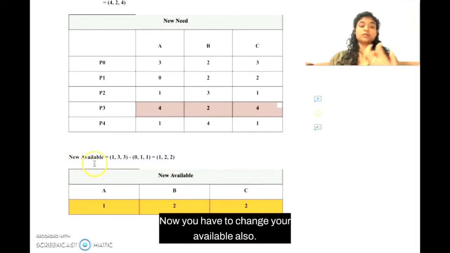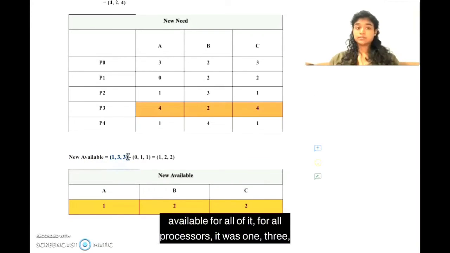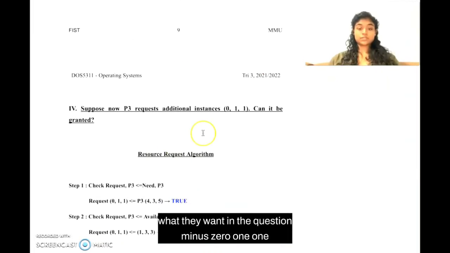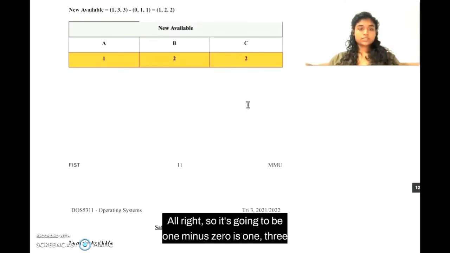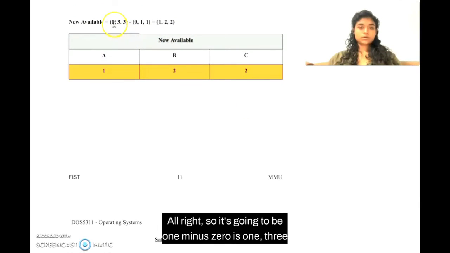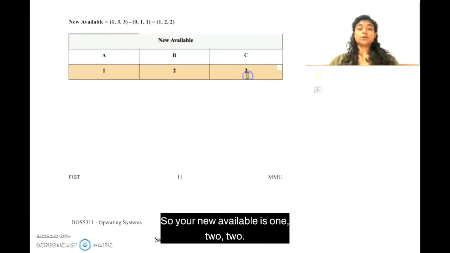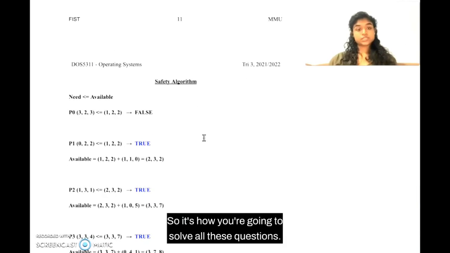Now, you have to change your available also. Your available originally was 1, 3, 3, which is available for all processes. To find your new available, you subtract what they request in the question, 0, 1, 1. So it's 1 minus 0 is 1, 3 minus 1 is 2, and 3 minus 1 again is 2. Your new available is 1, 2, 2. Then you have your new need and your new available. That's how you're going to solve all these questions.